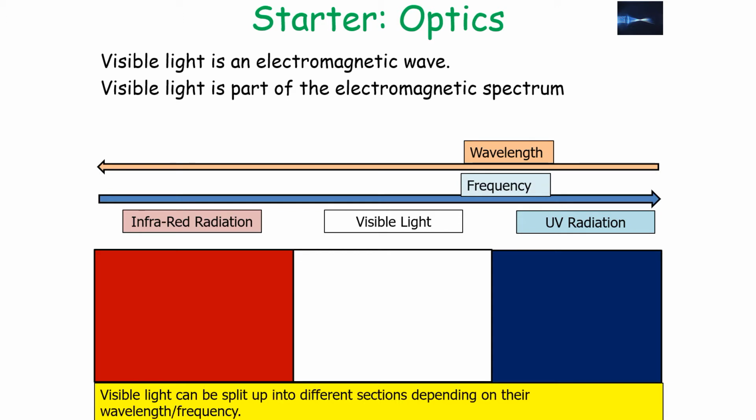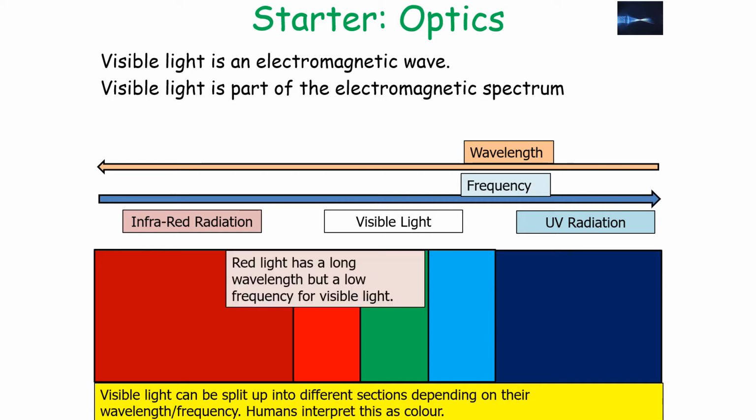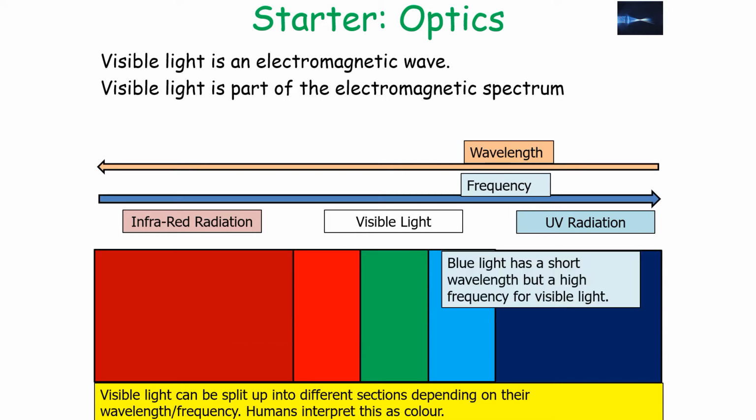So visible light can be split up into different sections depending on their wavelength or frequency. So you can split them up into the different colours, which is what we as humans interpret it as. So red light has a long wavelength but low frequency for visible light, so the radiation beyond the red spectrum is called the infrared, whilst blue light has a short wavelength but a high frequency for visible light, so radiation beyond the blue spectrum is called ultraviolet.